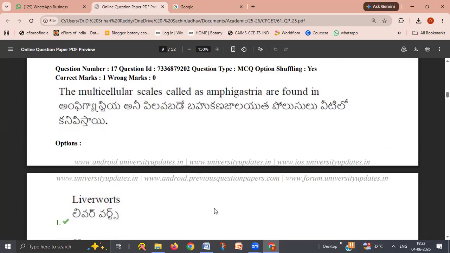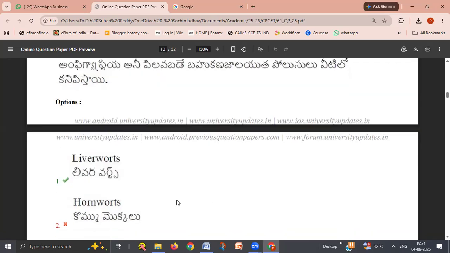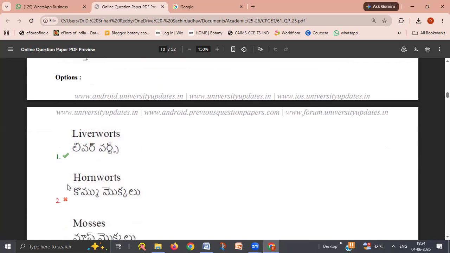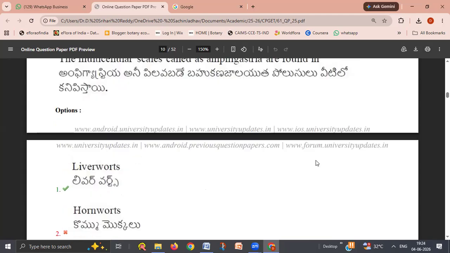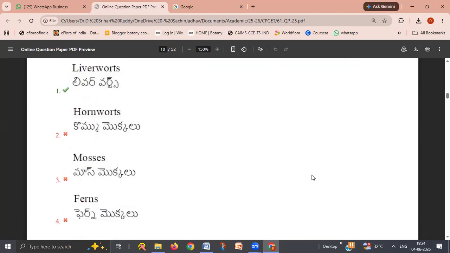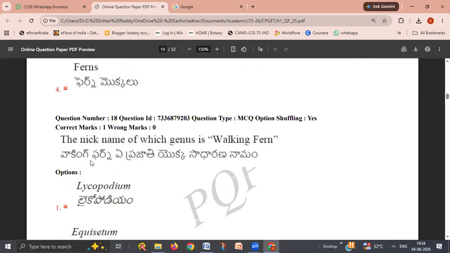Gastria means at the lower part. So they are called as amphigastria, which are present in the liverworts. They are not present in the hornworts and mosses. Mosses are the advanced bryophytes. In the advanced bryophytes, we don't find the scaly structures there. So the next question is, the nickname of which genus is walking fern.